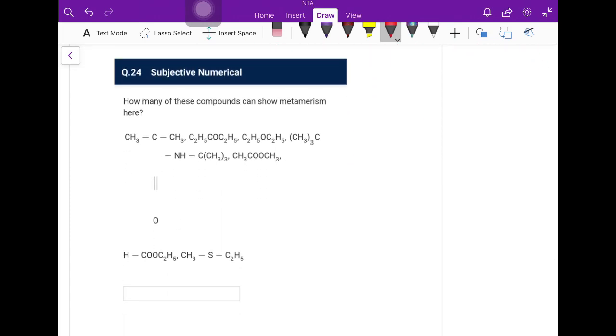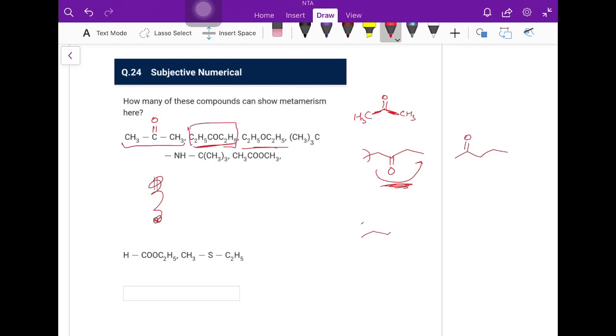Alright, how many of these compounds can show metamerism here? This one is C double bond O, so this cannot show metamerism because both sides have an equal number, CH3 and CH3 are present. For metamerism, the number of carbons on the sides of the functional group has to be different. Like in this group, if we switch one carbon to this side, we get this structure. So this can show metamerism.